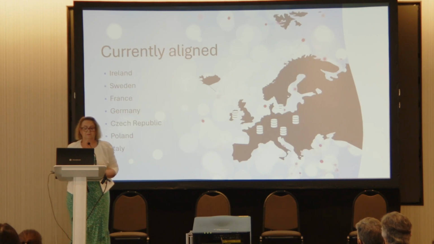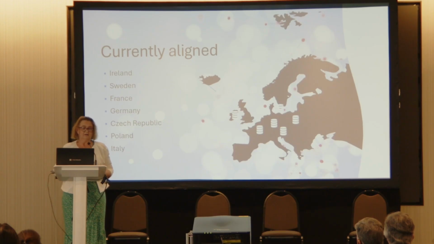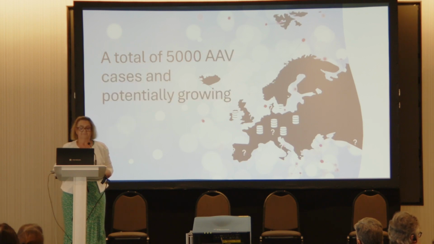At the moment, we have 7 countries aligned. We have Ireland, Sweden, France, Germany, the Czech Republic, Poland, and just recently we were joined by Italy. So, to give you an idea of the kind of numbers we can now work with, we now have a total of 5,000 ANCA-associated vasculitis cases, and this number is growing.